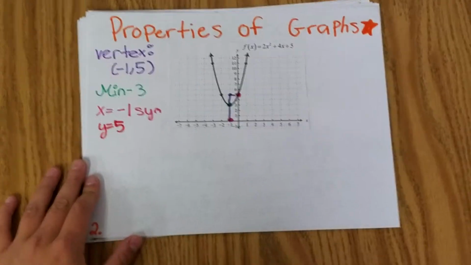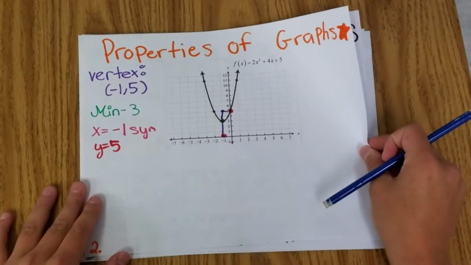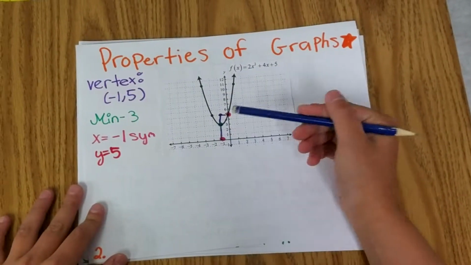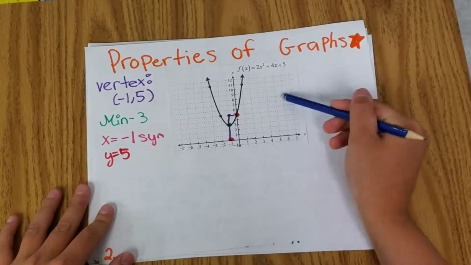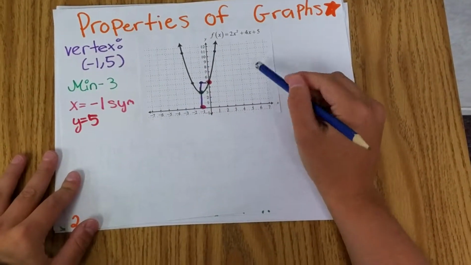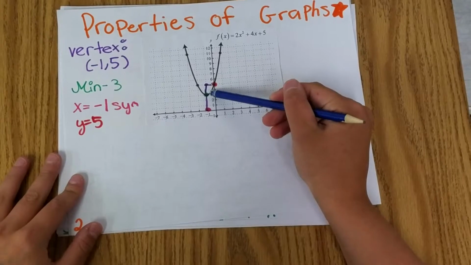Quadratic functions, properties of graphs. First, you want to identify where your vertex is at. So on our graph, it's (-1, 5). Then you want to identify where your minimum is. So on our graph, we have -3.